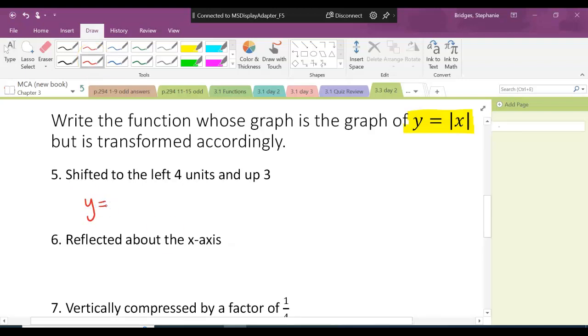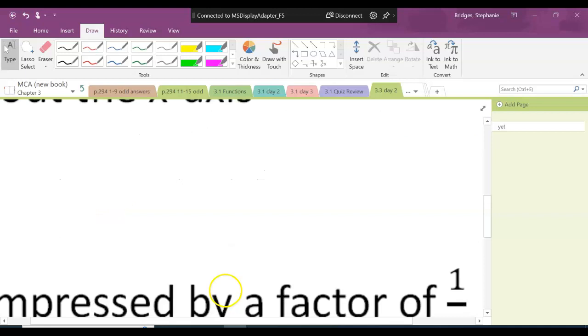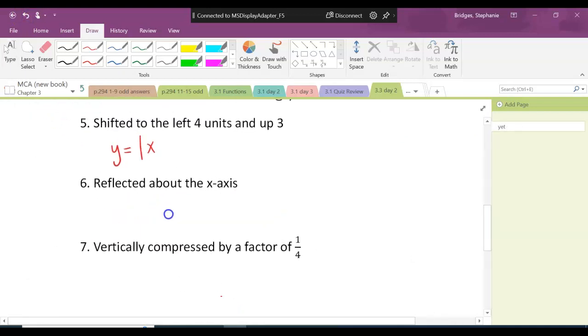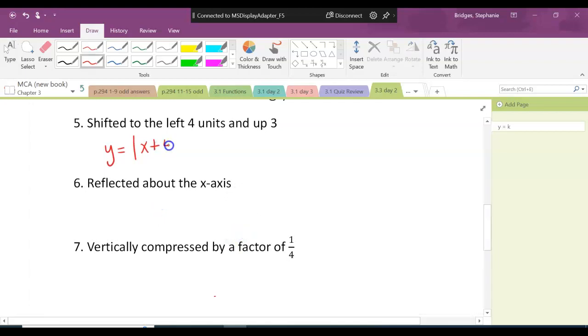Is that going to be inside or outside? Inside, okay, so I'm going to go inside my absolute value bars. And if I'm going to the left, is that going to be a plus or a minus? Plus, okay. Yeah, it's always the opposite of the direction. Okay. What else does it want me to do?